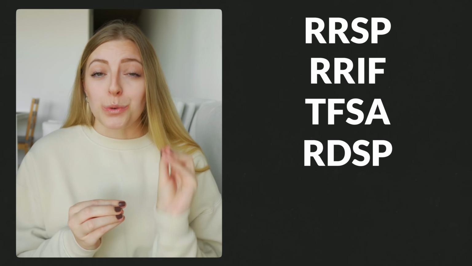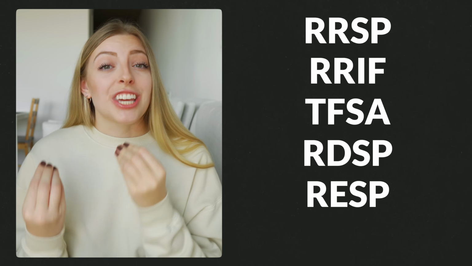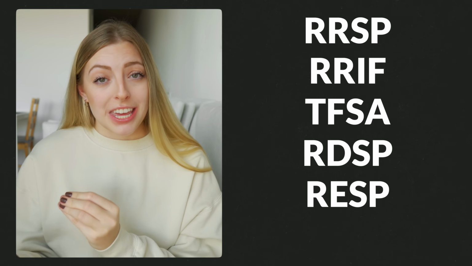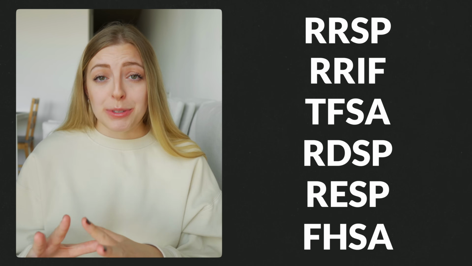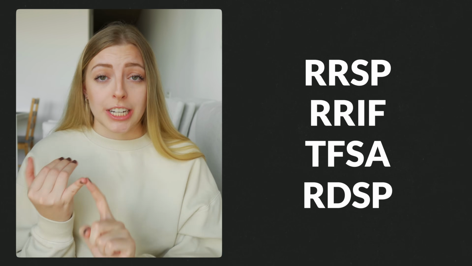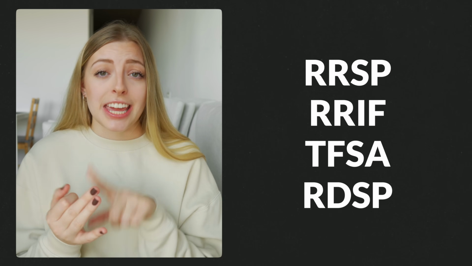Now, in Canada specifically, there's 6 different types of registered investment accounts that we want to cover. There's the Registered Retirement Savings Plan, or RRSP, the Registered Retirement Income Fund, or RRIF, there's the Tax-Free Savings Account, or TFSA, the Registered Disability Savings Plan, or RDSP, the Registered Education Savings Plan, or RESP, and then the First Home Savings Account, or FHSA. Now, the first 4 types, so the RRSP, RRIF, TFSA, and RDSP, can all be used to save for retirement. The RRSP was created for this purpose.